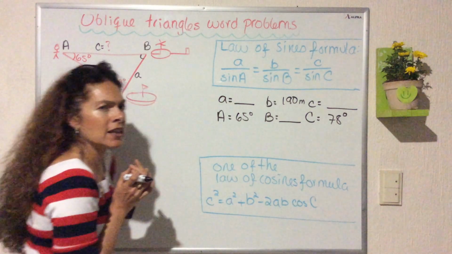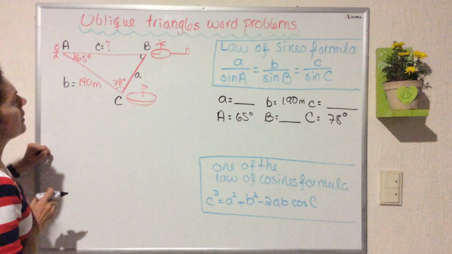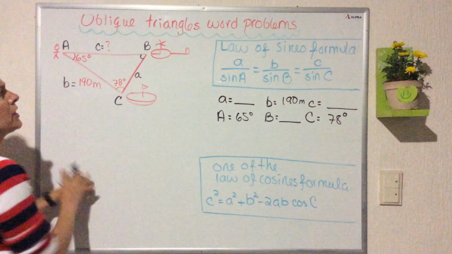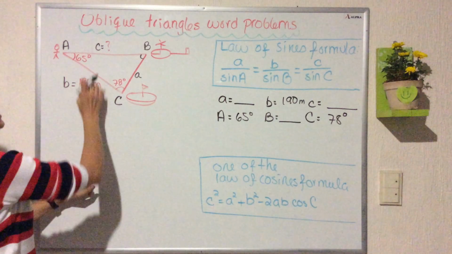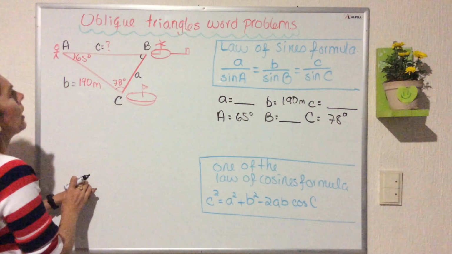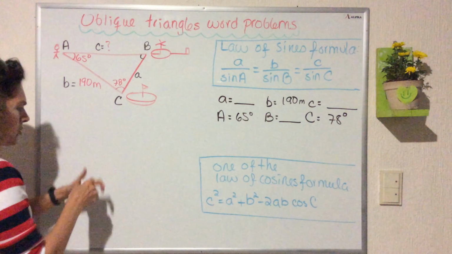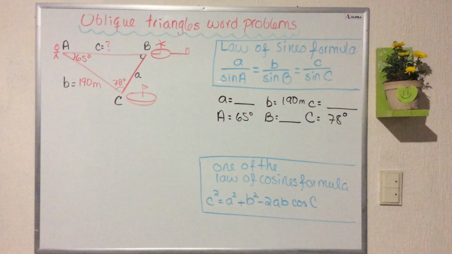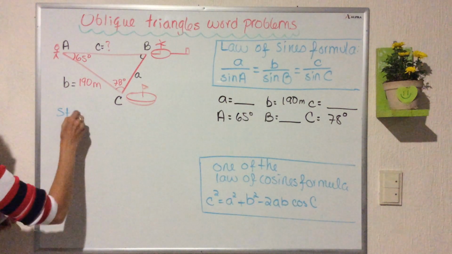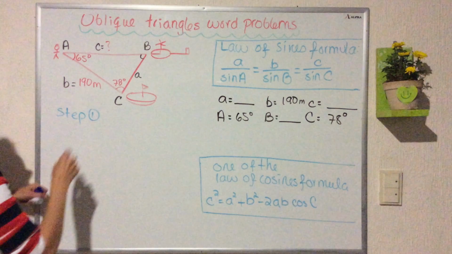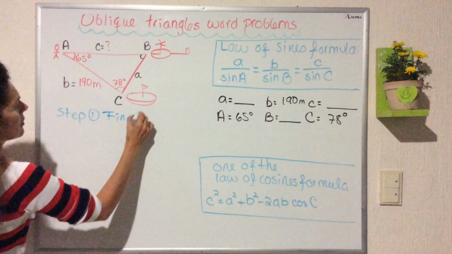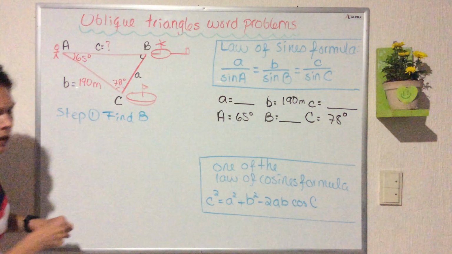But check again here the drawing and tell me if we can get the measure for the angle B. If we have this angle and this angle, so I think we can get it. Step number 1, dear students. So here's step 1. I'm going to look for B. Find the measure for the angle B, okay?